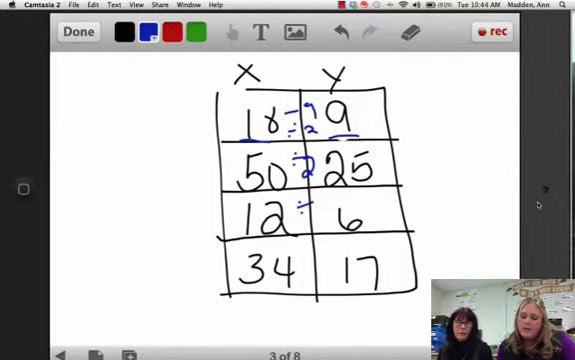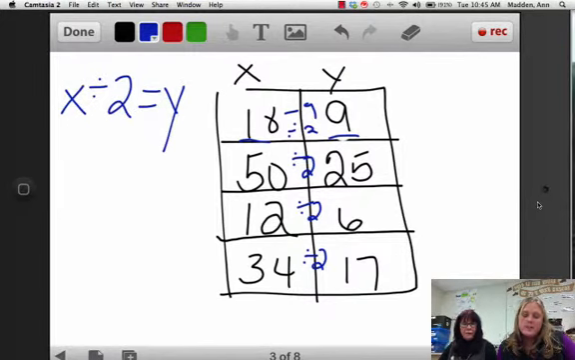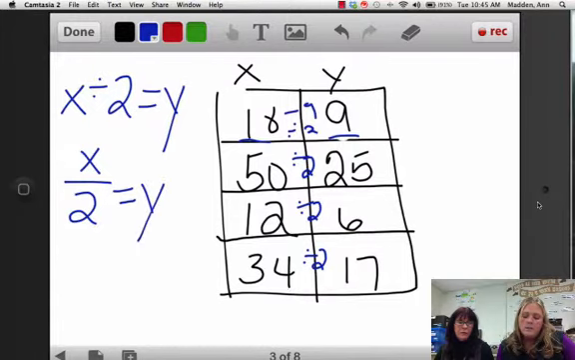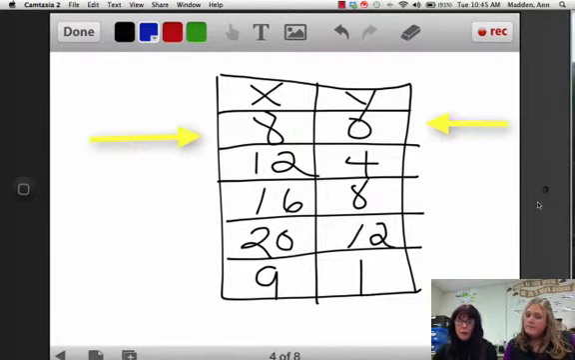12 divided by 2 is 6. 34 divided by 2 is 17. So when I have my x, it's going to be divided by 2 is going to equal my y. So whatever I have for my x divided by 2 is going to equal my y. What's another way that we could write that? X divided by 2 equals y. Okay, next one.